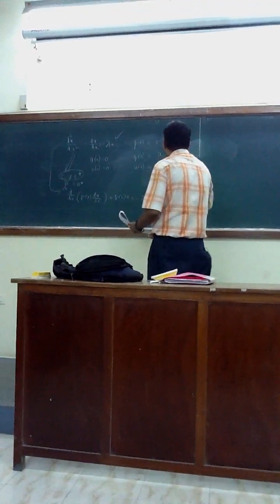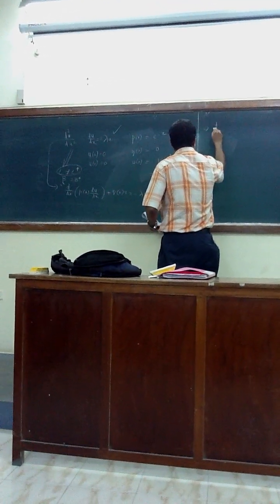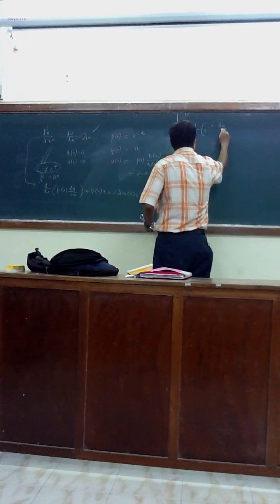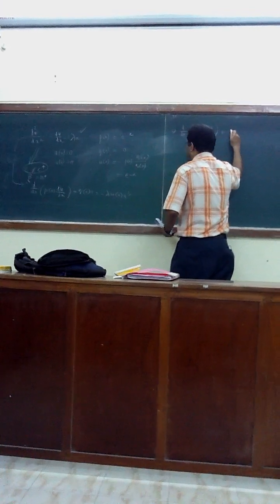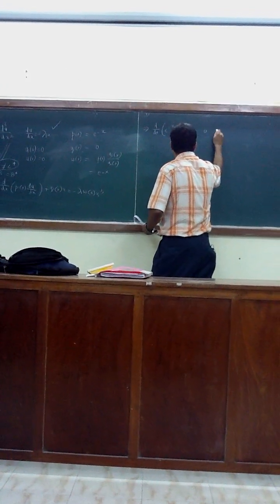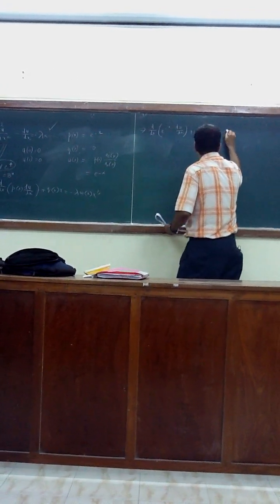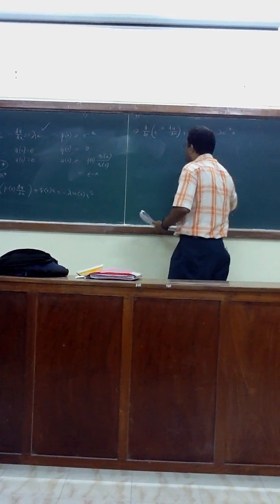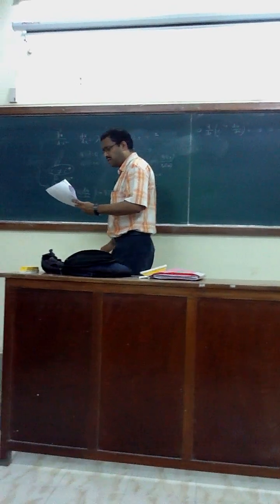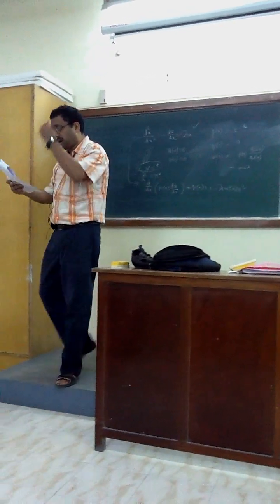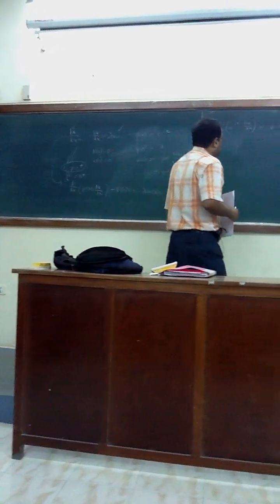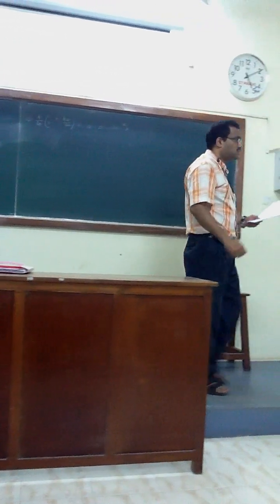So this entire thing can be written as d/dx of e to the power minus x du/dx plus Qx equals 0, equals minus lambda e to the power minus x u. Am I correct? Yes or no? Yes. Okay. So this is the situation we have.